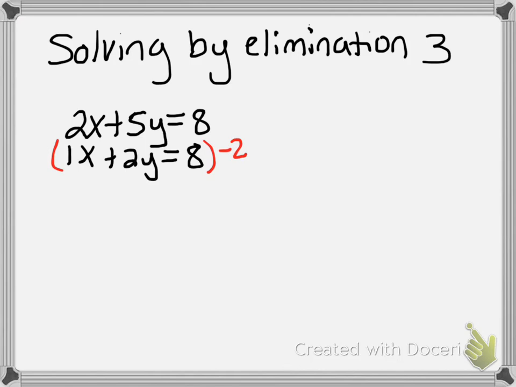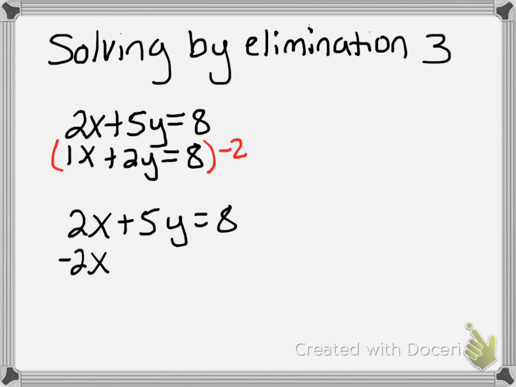So I'm going to go ahead and just rewrite my top equation, plus 5y equals 8. There's the top equation. Now the bottom equation, when I multiply it by -2, I have to multiply every single part by -2, not just the x part. So -2 times 1x would give me my -2x. -2 times 2 would give me -4y. And then -2 times 8 gives me -16.